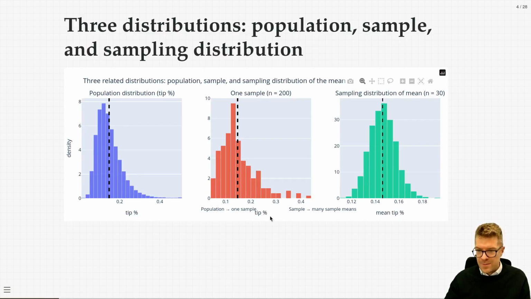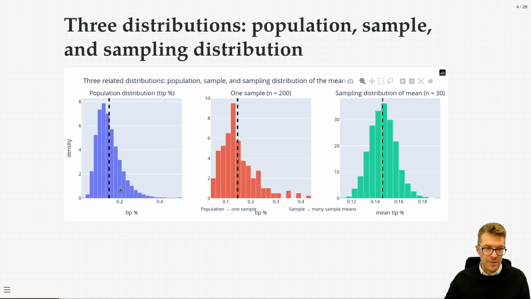There's a little bit of misalignment here at the bottom, but I'll just talk through it. So here's our population distribution. So this is something we don't actually see. Like this blue histogram is like the way the true population works. There's a mean value here of the tip percentage, around 18% it looks like.